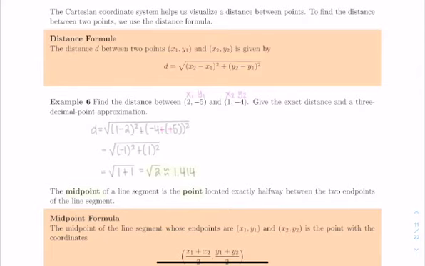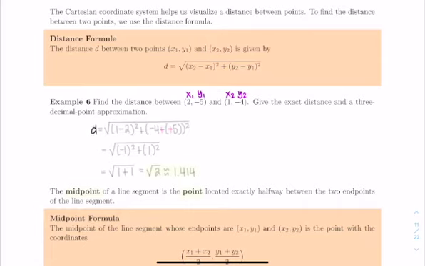So let's go ahead and use this formula for the points 2, -5, and 1, -4. And then we're going to give the exact distance and then a 3 decimal point approximation. So I just like to label mine in order. So 2, -5 is x1, y1, and 1, -4 is x2, y2, but it doesn't matter which one is x1, y1, and which one's x2, y2.